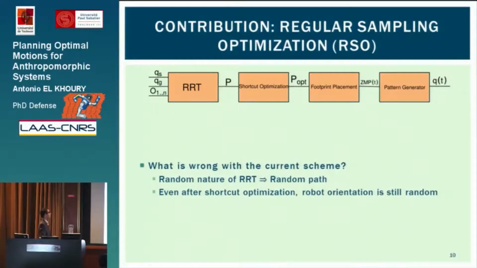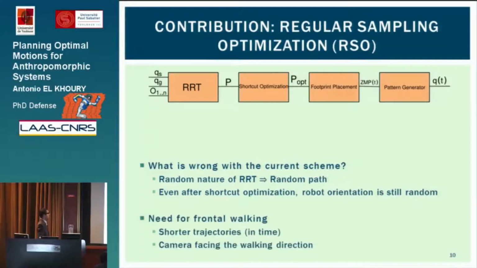This is mainly due to the random nature of RRT, because the orientation of the robot is mainly due to the orientation of the bounding box that we found with RRT. And so as I said before, we need forward walking because it can lead to shorter trajectories in walking time.